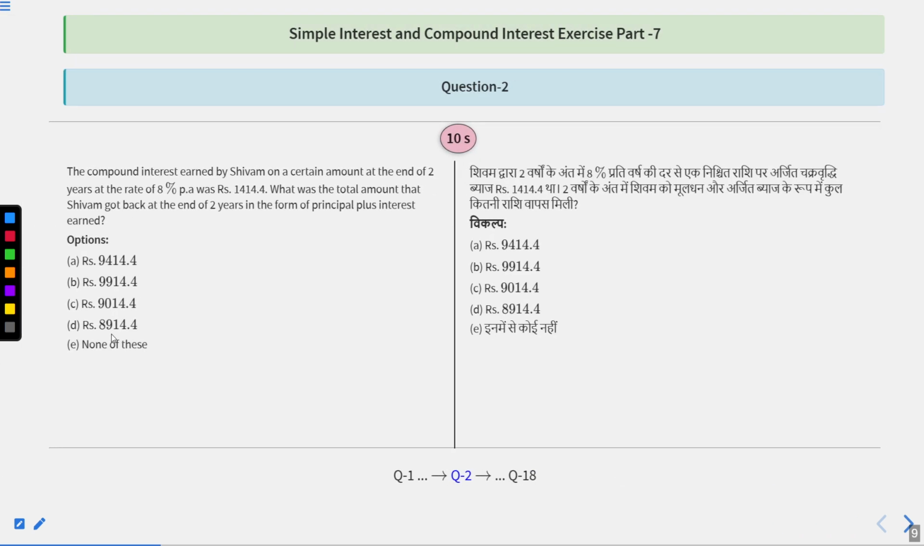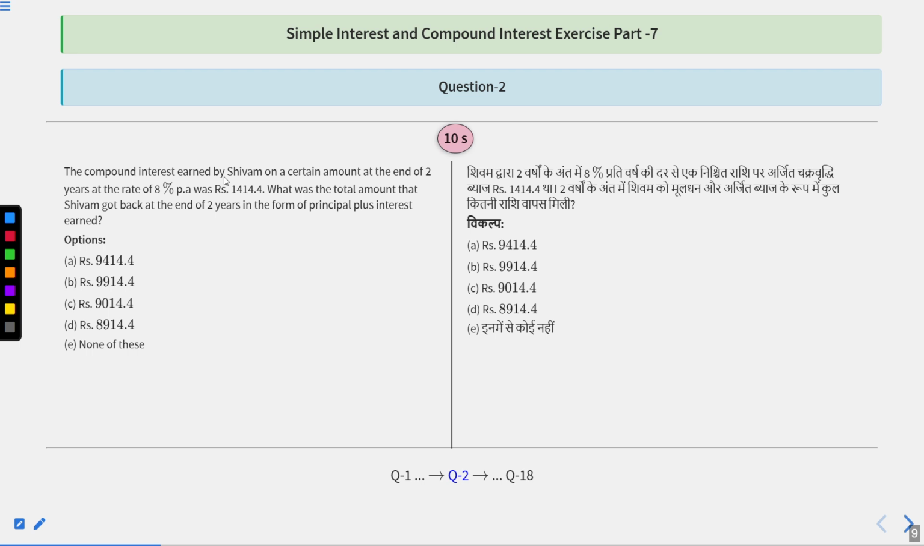Next one. The compound interest earned by Shivam on a certain sum of amount at the end of 2 years at the rate of 8% per annum was 1,414.4 rupees. What was the total amount that Shivam got back at the end of 2 years in the form of principal plus interest earned? Clear? You have 5 options and 10 seconds to analyze the question. Your time starts now. Now time's up. Let's see the solution.